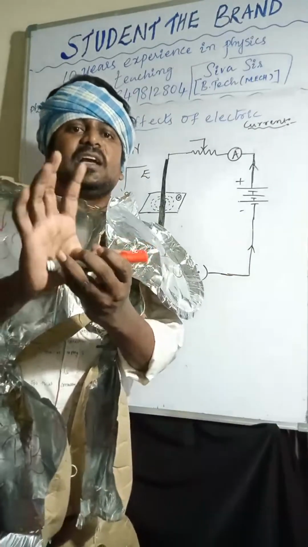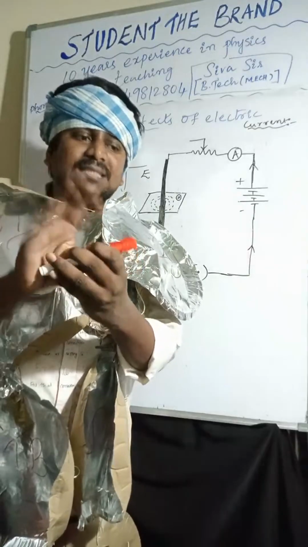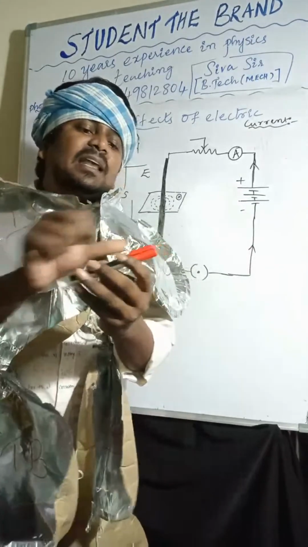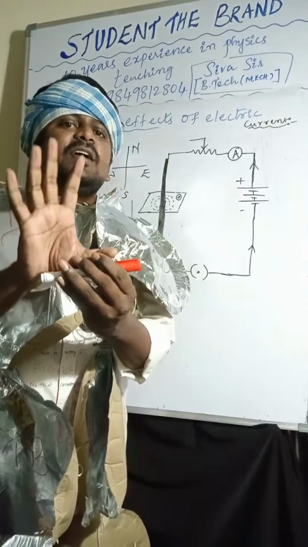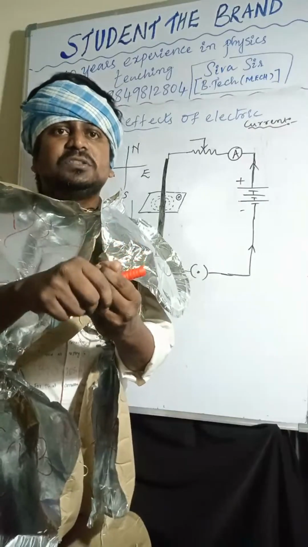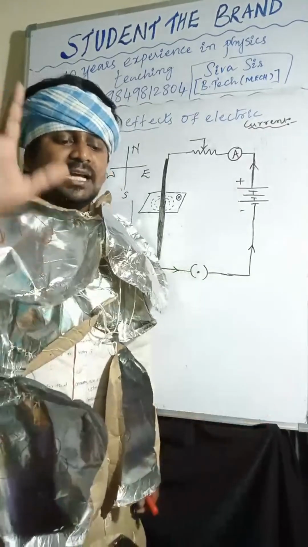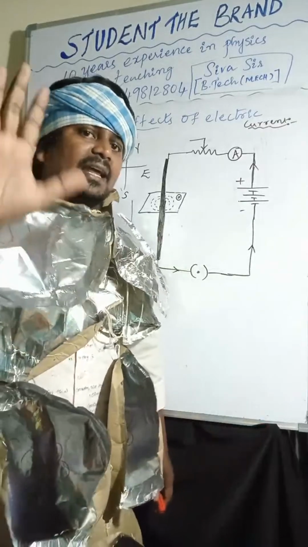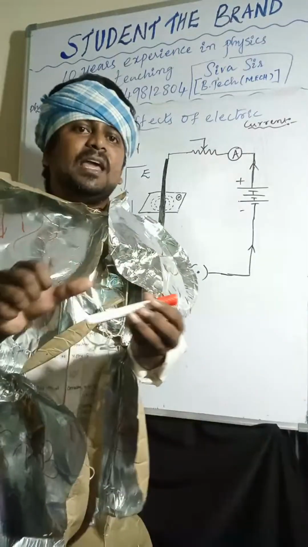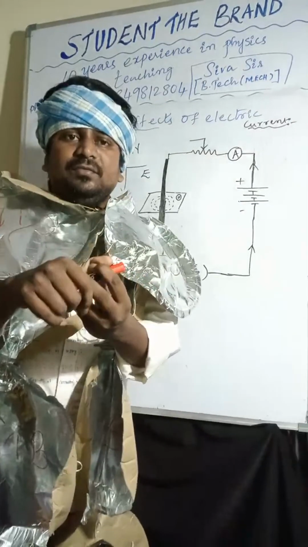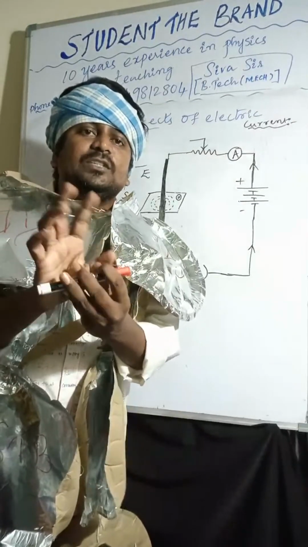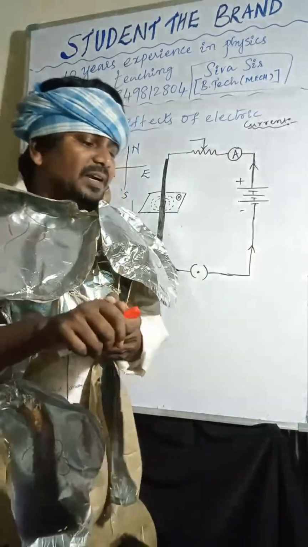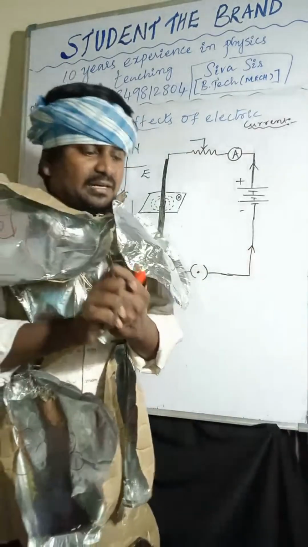So folding fingers, wrapping fingers. The thumb shows the current carrying conductor direction, and the curled fingers show the magnetic field direction by using the right hand thumb rule. So if you take the thumb along the current direction, the folding, curly fingers show the magnetic field direction, yes or no.